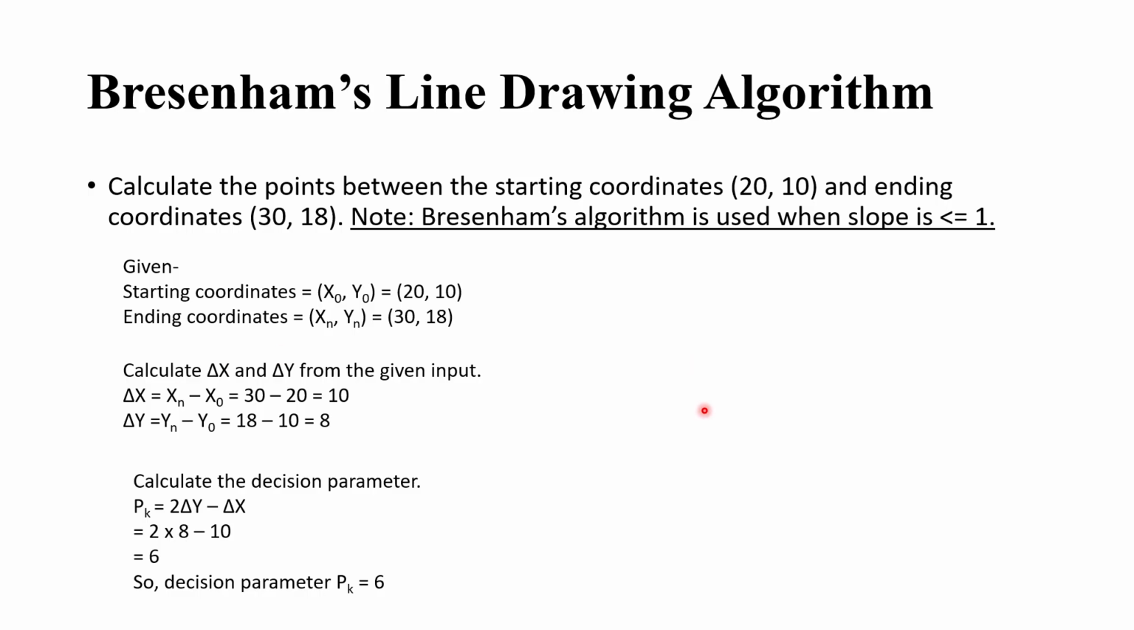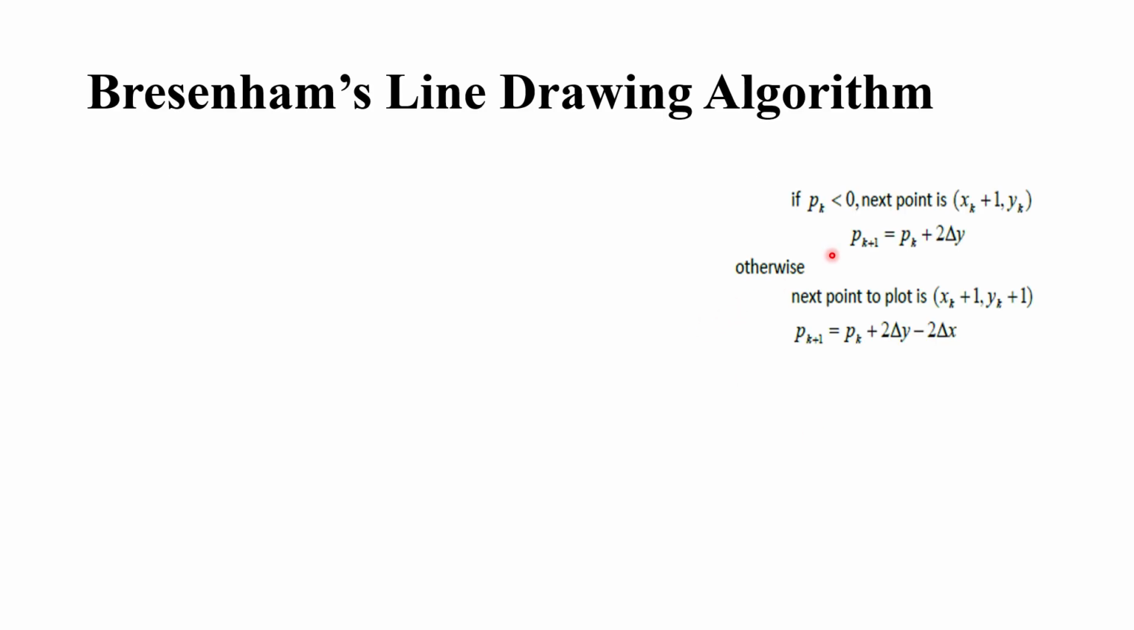So before going for the calculation, I need to find out the initial decision parameter P naught. The initial decision parameter P naught has the formula 2 del y minus del x. In our case, del y is 8, del x is 10. So 2 into 8 minus 10, which is 16 minus 10, 6. So the initial decision parameter P naught is 6. Now, we know if pk is less than 0, this is the point and this is the decision parameter, case 1. If pk is equal to 0 or greater than 0, this is the point and this is the decision parameter.